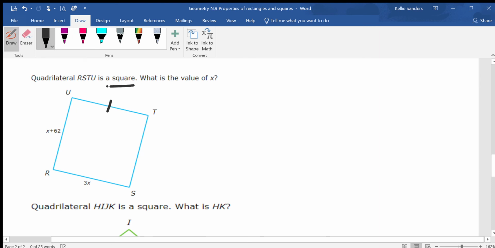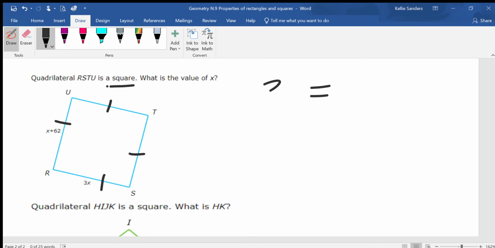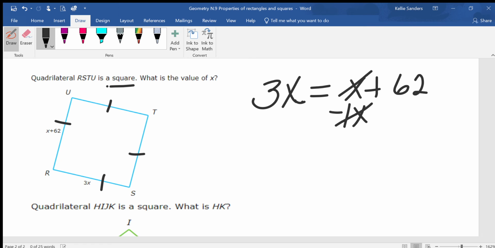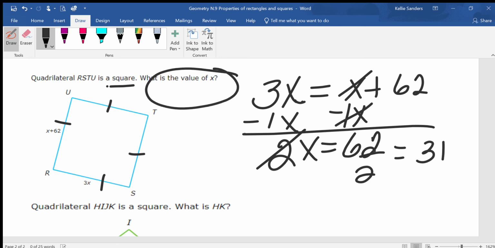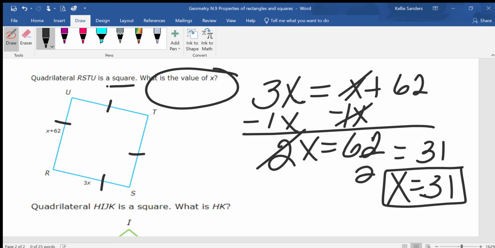If we know it's a square, then all sides are congruent, which means that they equal. So 3x is going to equal x plus 62. I'm going to take this 1x away from this side and get 2x equals 62. I'm going to divide by 2 and get 31. It wants the value of x, so x equals 31.